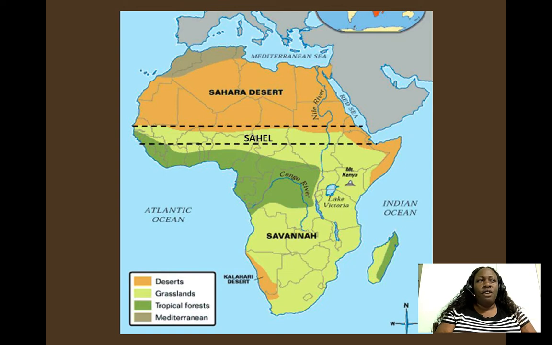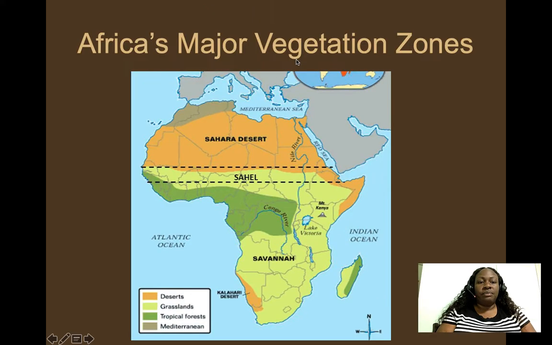All right, so there are 4 vegetation regions of Africa. We have the Sahara Desert in the orange. We have the grasslands in the yellow, known as the savannas. We have the tropical forest, which is the green area. And you have the Mediterranean area in the northern part of Africa, close to the Mediterranean Sea.